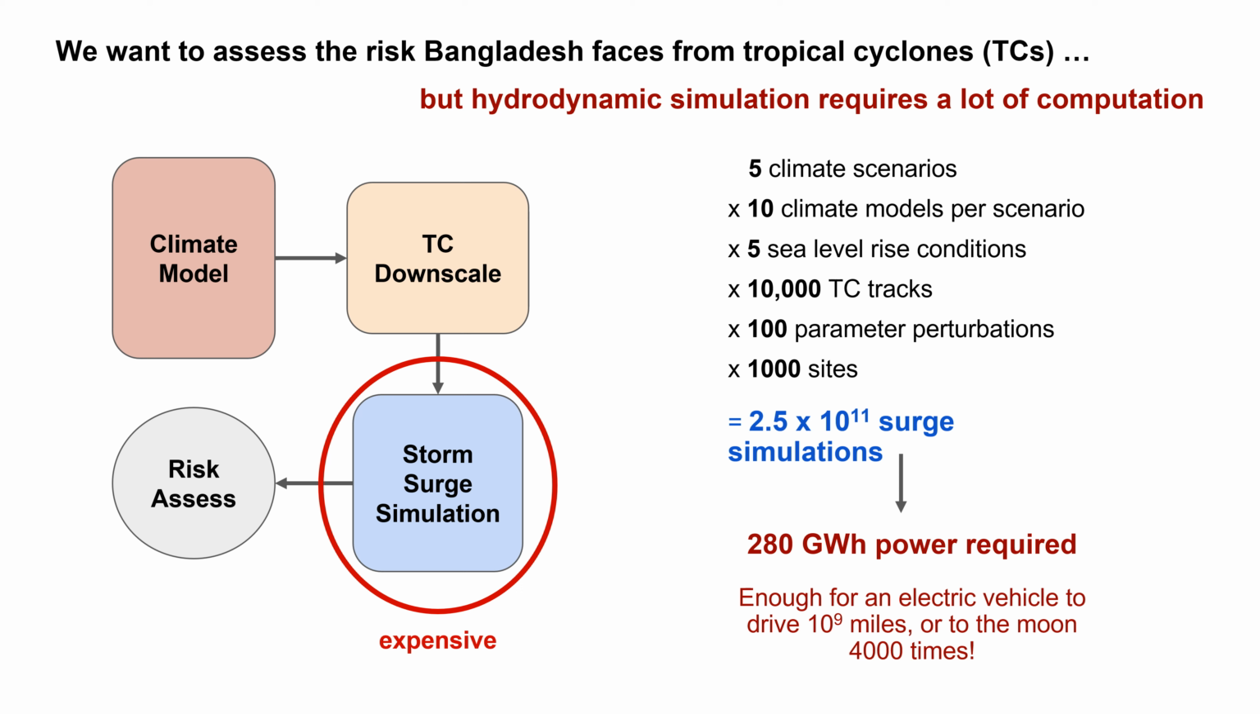And Bangladesh is not the only site that suffers from tropical cyclone risk around the world. So let's say there's 1,000 of these sites. Doing all of these simulations, we would require around 280 gigawatt hours of power, which is enough for an electric vehicle to drive to the moon 4,000 times. And we definitely want to save on computation.